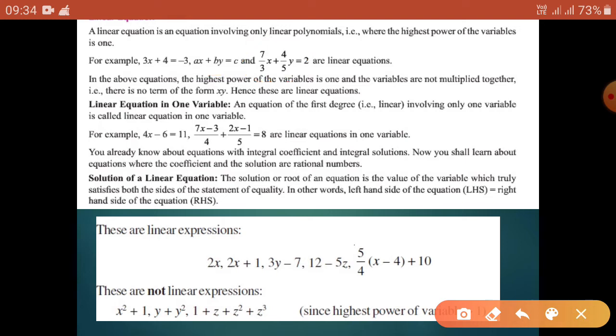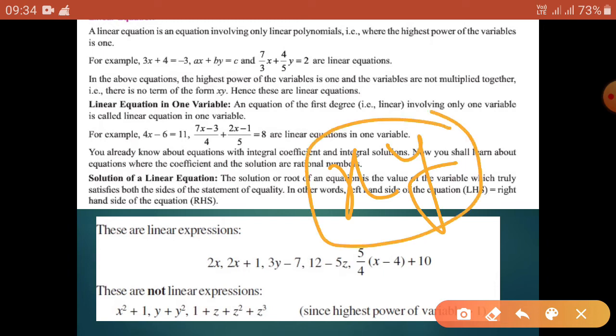If I ask you whether xy is a linear equation, it is not a linear equation, because the power of x is 1 and the power of y is 1, but one variable is multiplied with another, so this is not a linear equation.